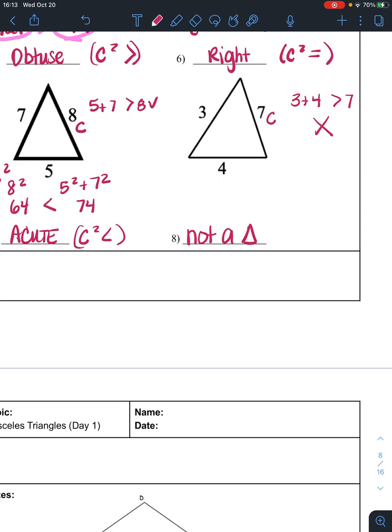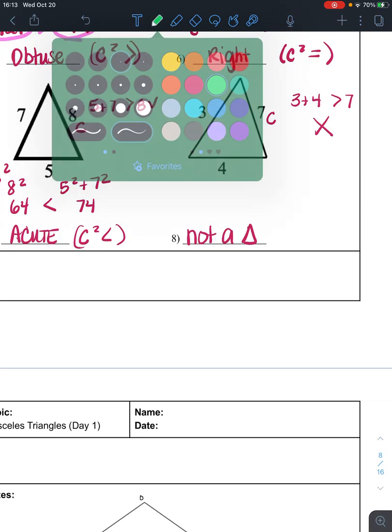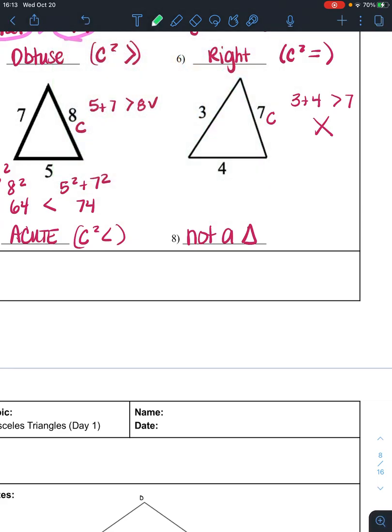Now, here's the tricky part. If you forget that you were supposed to check to see if it was a triangle first, it'll show you and it'll make you think it's obtuse. So look, don't write this, but if you do 7 squared and then you do 3 squared and 4 squared, you'll get that 49 is bigger than 25, and you'll think, oh, it's obtuse because C squared is bigger. But it wasn't a triangle in the first place.